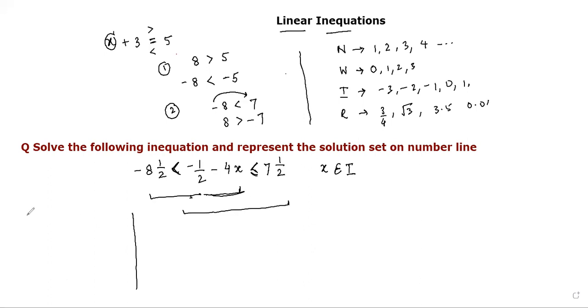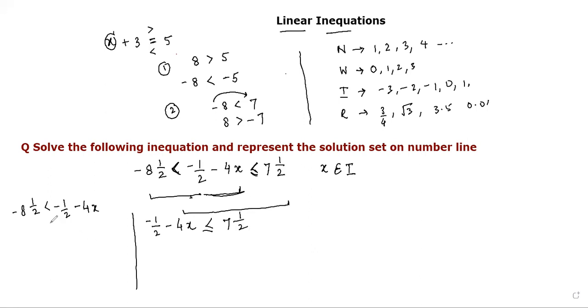On the left hand side, I'm going to write, as given in the question, minus 8 1 by 2 is less than minus 1 upon 2 minus 4x, right? And on the other side, I will write the second part, which is minus 1 upon 2 minus 4x is less than or equal to 7 1 upon 2.